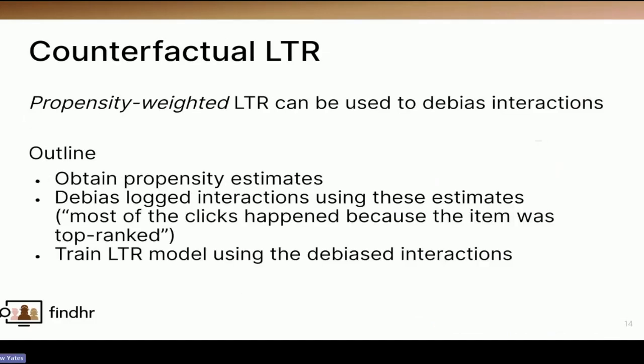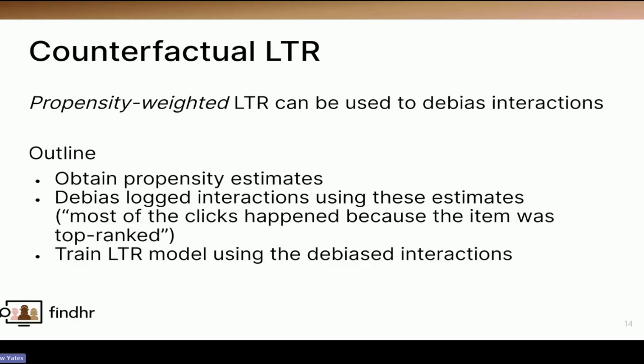Now, the general idea of online learning to rank is we need to remove this bias in some way. Counterfactual learning to rank uses propensity weightings in order to debias interactions. So what that means essentially is that you create some sort of propensity estimate of how likely someone is to look at or click on position one, regardless of anything else. And then these propensity estimates can be used to debias interactions that you've observed and logged.